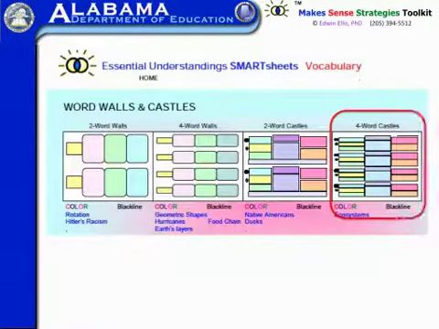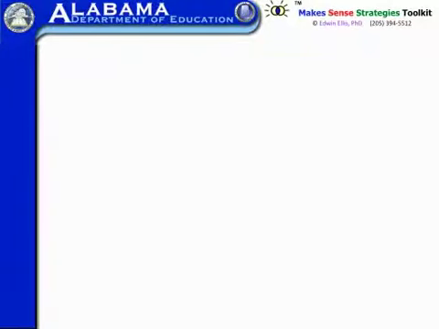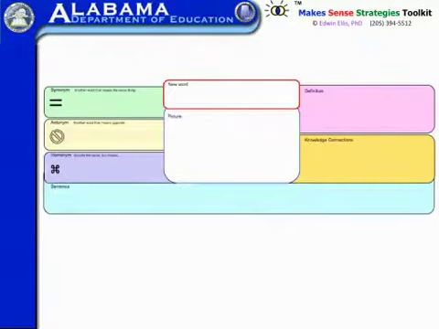Another one that might be of interest to you are called word castles. Now, word castles have some similarities to the word walls. You have a new word. What's the definition? Draw or import a picture. What's a knowledge connection? But in addition to that, we have a synonym, which obviously is another word that means the same thing, and an antonym, which is a word that is the opposite, and if there is one, a homonym, and then write a sentence using the term.